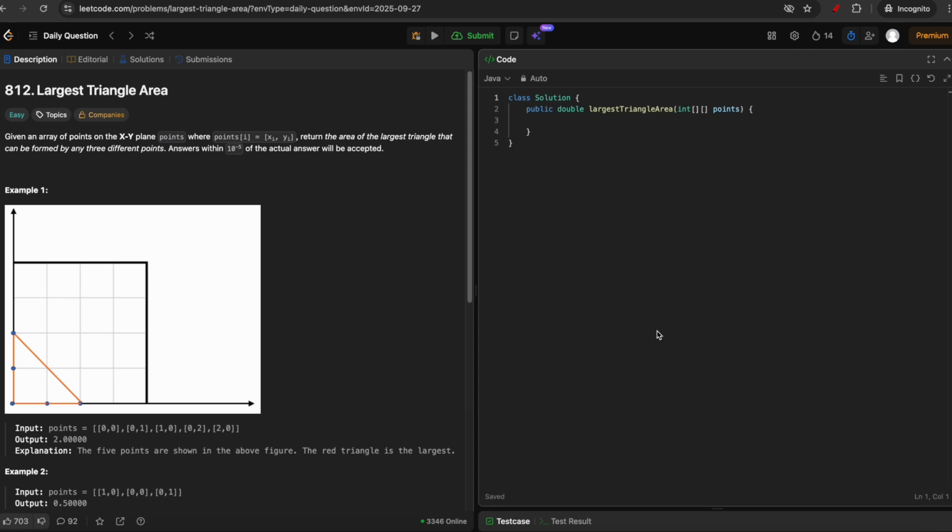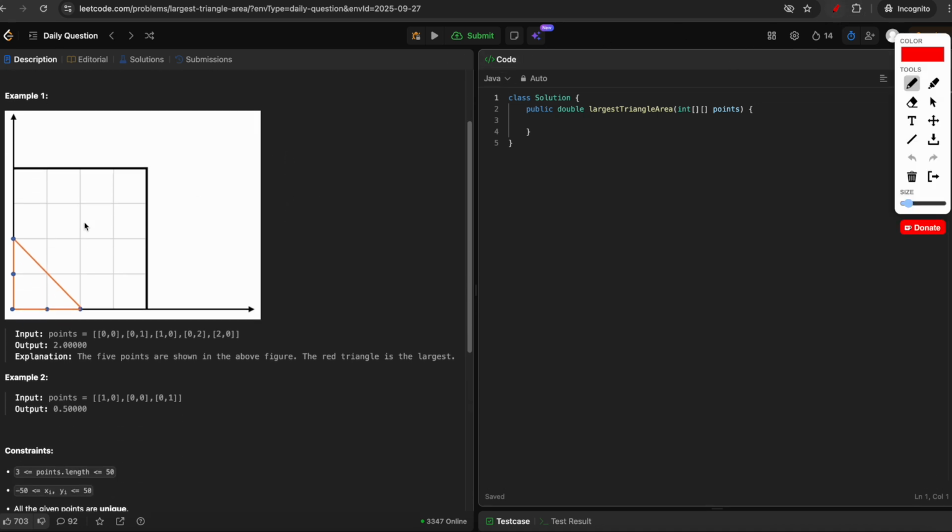Hi everyone, today we'll be discussing the LeetCode problem of the day, largest triangle area. In this problem, you are given a few points in the xy plane, a points 2D array of x coordinate and y coordinate, and you just have to return the largest area that can be formed using any 3 of the given points.